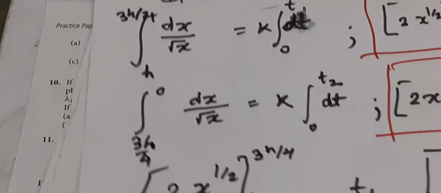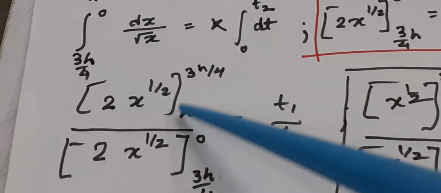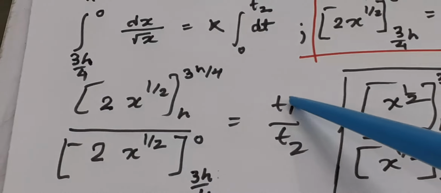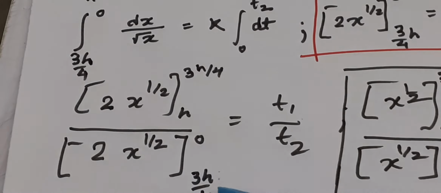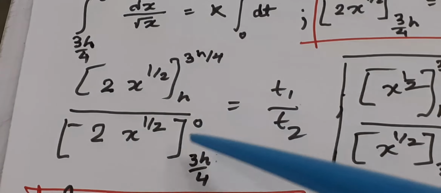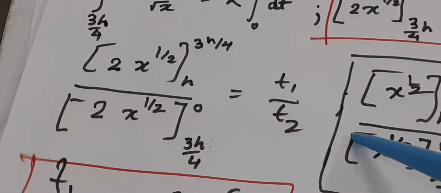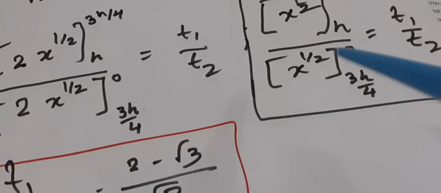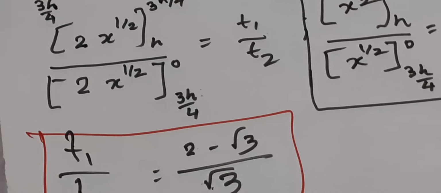Now the same job, you can see that this type of expression came, h2 thrice h by 4, that 41, and 42 2x to the power half and thrice h by 4 to 0, that was the limit. Now 2 will get cancelled, further simplified in this form, and this will come, then substitute limits and you will get t1 by t2 will be 2 minus root 3 divided by root 3. Okay.